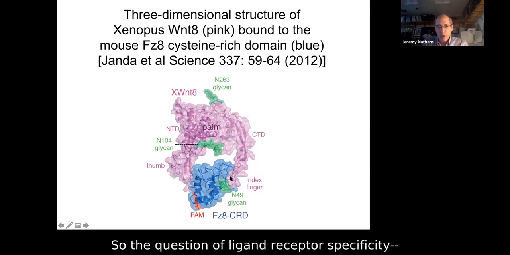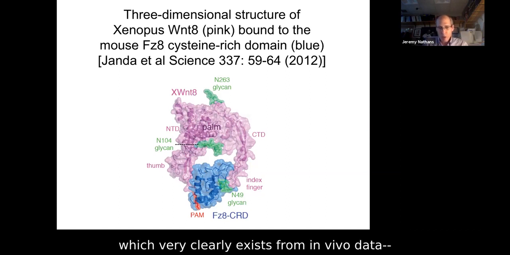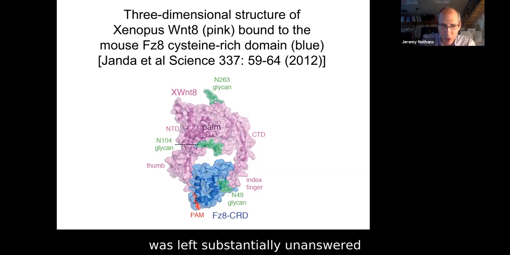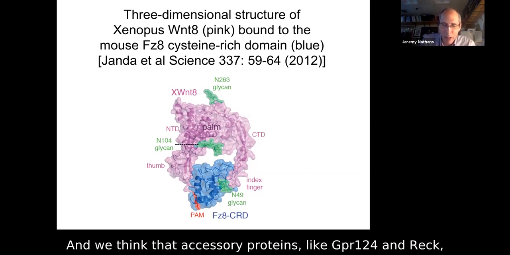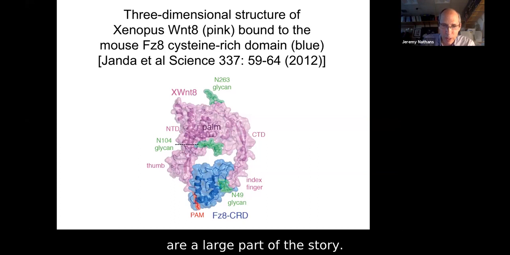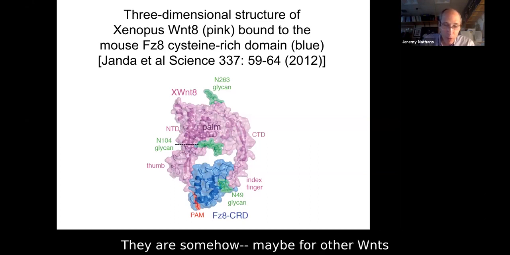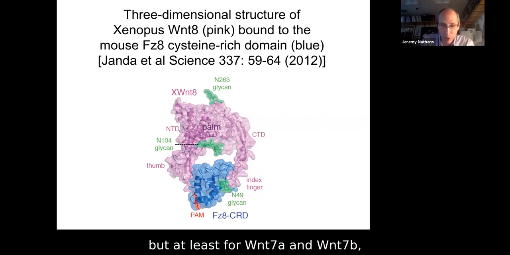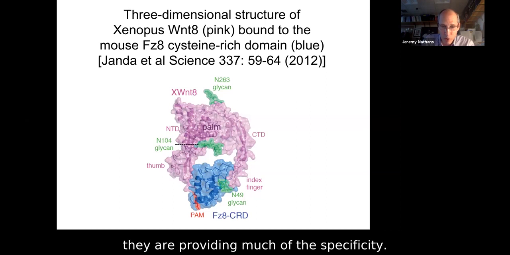So the question of ligand receptor specificity, which very clearly exists from in vivo data, was left substantially unanswered by this crystal structure. And we think that accessory proteins like GPR124 and REC are a large part of the story. Maybe for other Wnts there are other accessory proteins, but at least for Wnt7a and Wnt7b, they are providing much of the specificity.